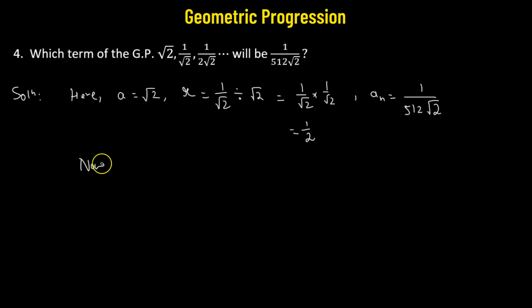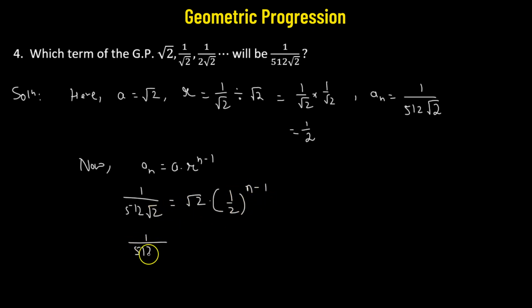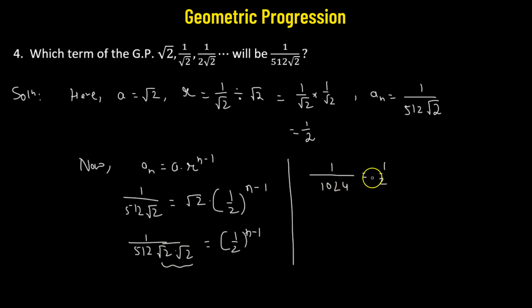And now, using the formula for the nth term, an equals a times r raised to the power of n minus 1, I have 1 divided by 512 times square root of 2 equals the first term, which is square root of 2, times the common ratio half raised to the power of n minus 1. So we can cross multiply to get 1 over 512 times square root of 2 multiplied by square root of 2, which equals half raised to the power of n minus 1. This is going to give us 1 divided by, so square root of 2 multiplied by square root of 2 is 2, and 2 times 512 is 1024, equals half raised to the power of n minus 1.